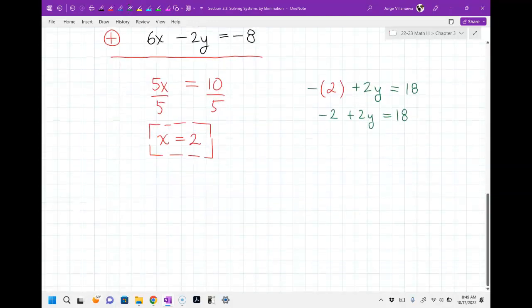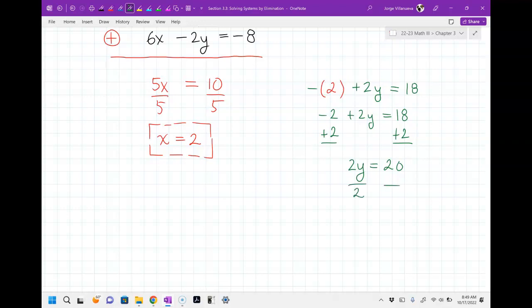I'm going to add 2 to both sides so I can start solving for y. So I get 2y is equal to 20. And now if I just divide everything by 2, I'll get my answer for y. So if I divide this by 2 and this by 2, I get y equals 10. And I'm done. So my answer here is (2, 10).